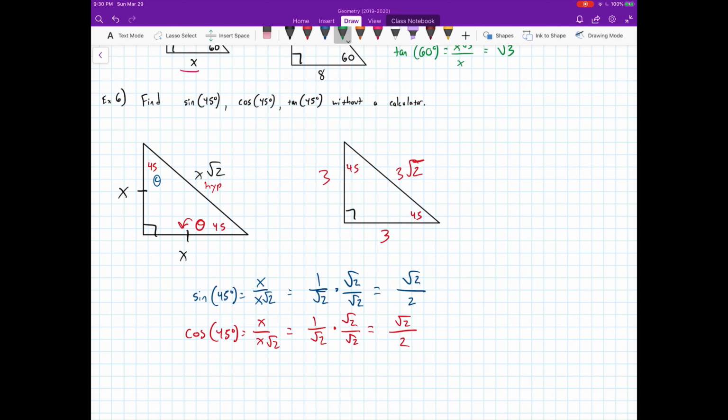Finally, we have tan of 45 degrees, which is just going to be x over x, because opposite and adjacent are both legs. They're going to match, they're the same length, so you get 1.